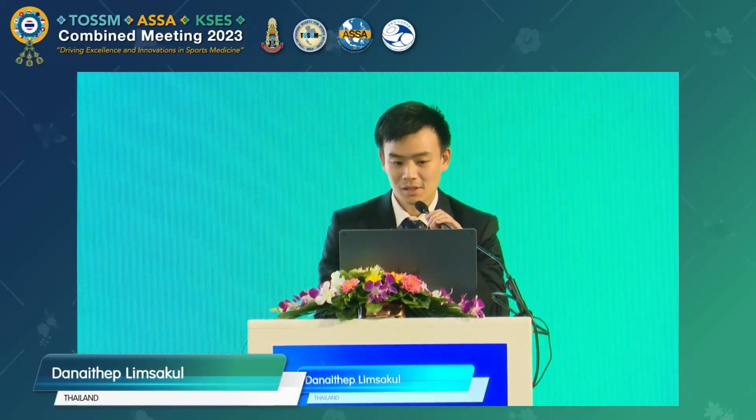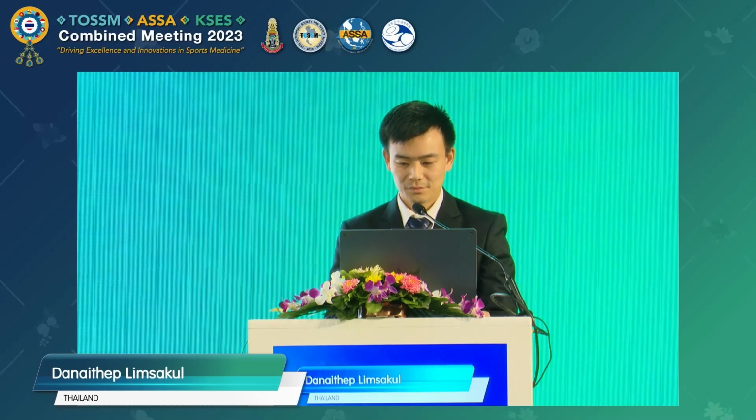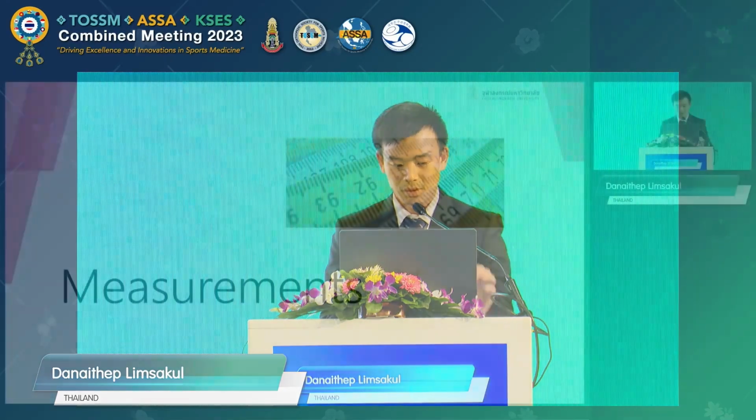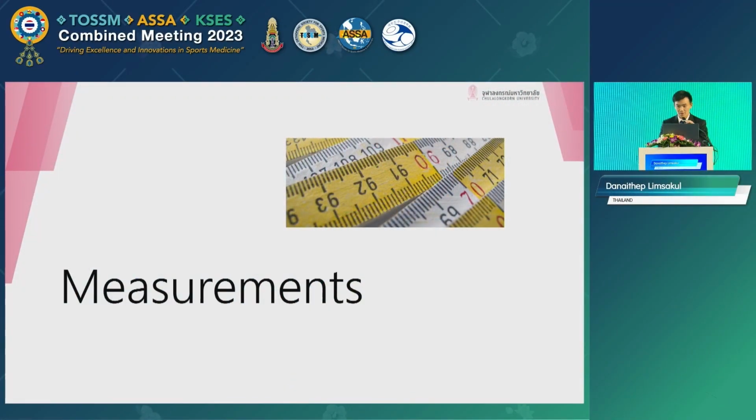Everyone, my name is Danaithep L, and I would like to talk about key radiographic assessment of the dysplastic hip. Okay, so we're going to start off with the measurement.